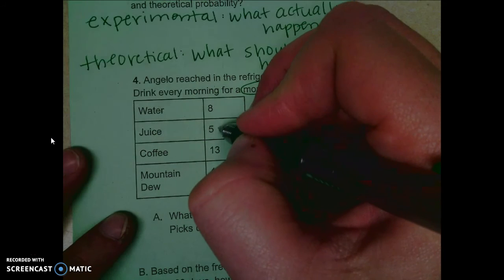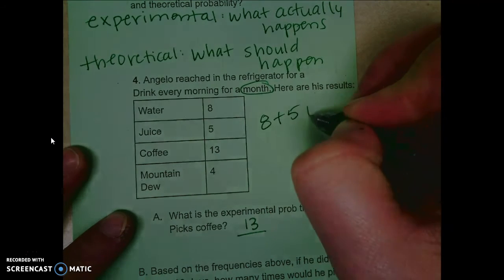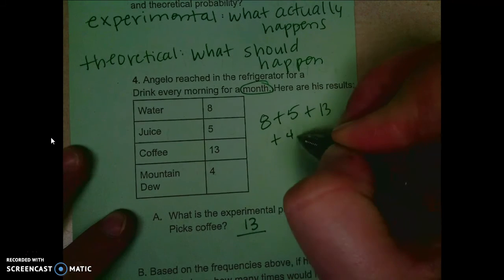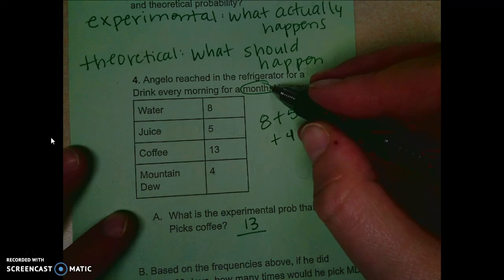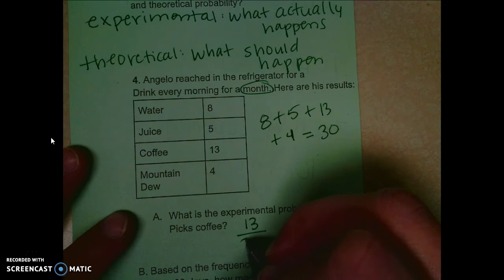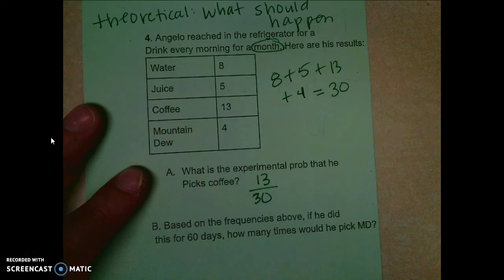So 8 plus 5 plus 13 plus 4. So we have to add all that up to figure out the total. So that's 30, which makes sense because that was his data for a month. So 13 out of 30 times he picked coffee. So that's the experimental probability.